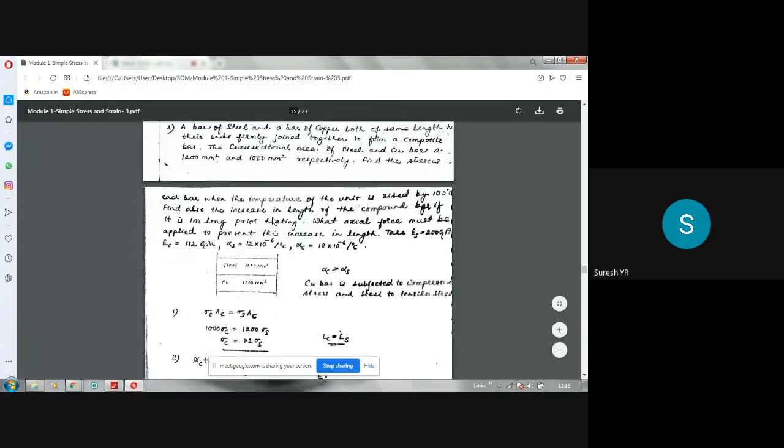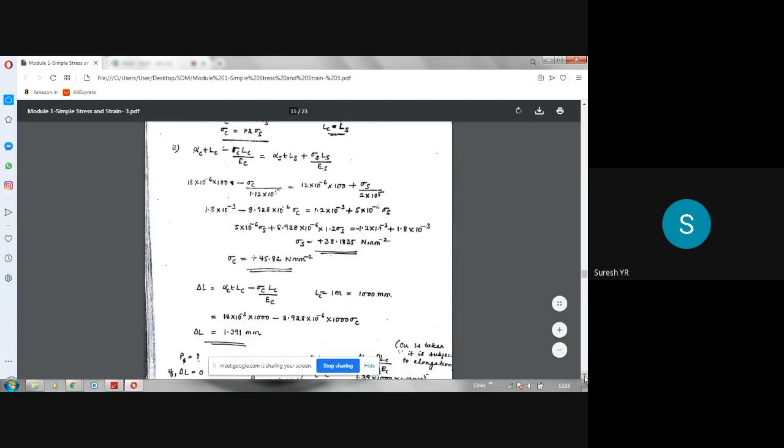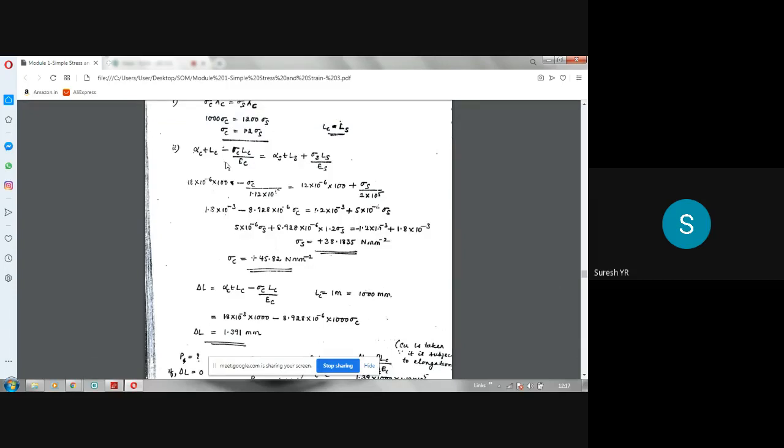Find also the increase in length of the compound bar if it is 1 meter long prior to heating. That means, suppose the length of the two bars is 1 meter or 1000 mm, what is the corresponding value of delta L, the increase in length? Delta L can be found using either this expression or this expression. That's what I told you, you will get the same value. So LC is equal to LS is equal to 1 meter, which can be written as 1000 mm.